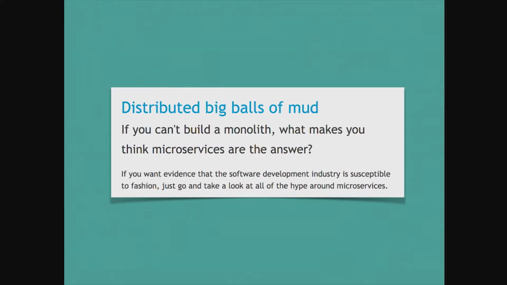So one thing is this quote by Simon Brown. There's an article, "Distributed Big Balls of Mud." Oh, that already starts out well, right? "If you can't build a monolith, what makes you think microservices are the answer?" So this guy is pretty angry at us. We get the sense that we should first fix our stuff. We have to be better at building monoliths, and then maybe we can consider splitting those up into separate services.